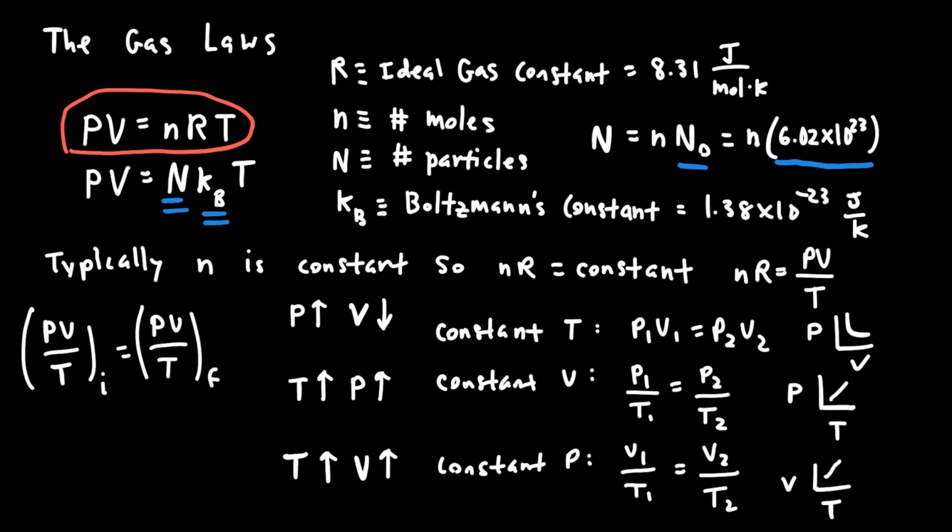And so if lowercase n represents the number of moles, if I have 2 moles of something, the way that I find the total number of particles, which is this capital letter N, I would multiply the number of moles by the number of particles in a mole. And so if I only have 1 mole, the number of particles is 6.02 times 10 to the 23. If I have 2 moles, that's 12.04 times 10 to the 23, and so on.